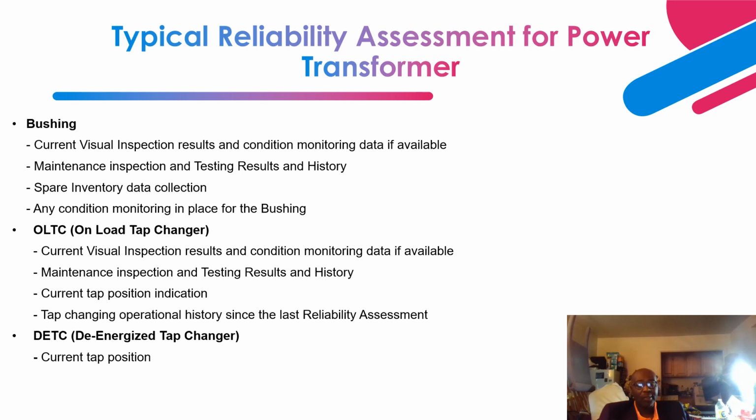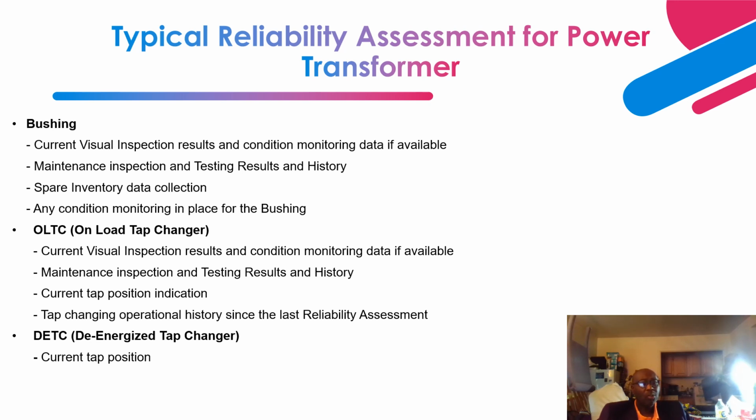So you need to collect all this data, and if the bushing monitoring is providing tan delta, that is power factor of the C1 region and the C2 region, you can also collect that information. Next is maintenance inspection and testing results and the history of the bushing. Sometimes testing is done separately for the bushing and compared to the maintenance, and sometimes testing is done for both the maintenance and the bushing altogether.